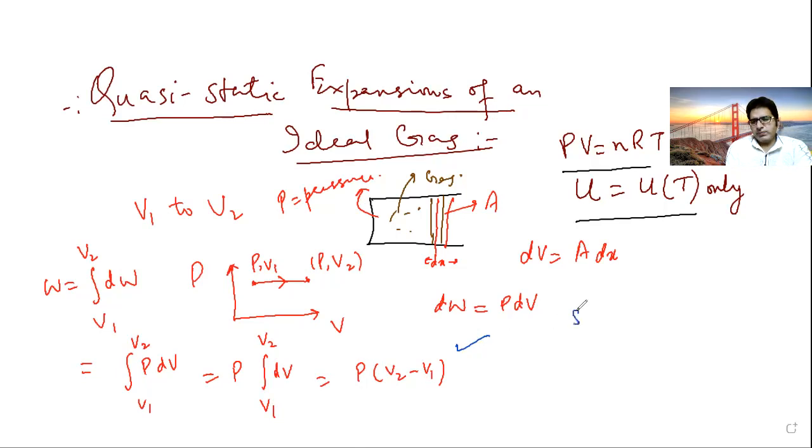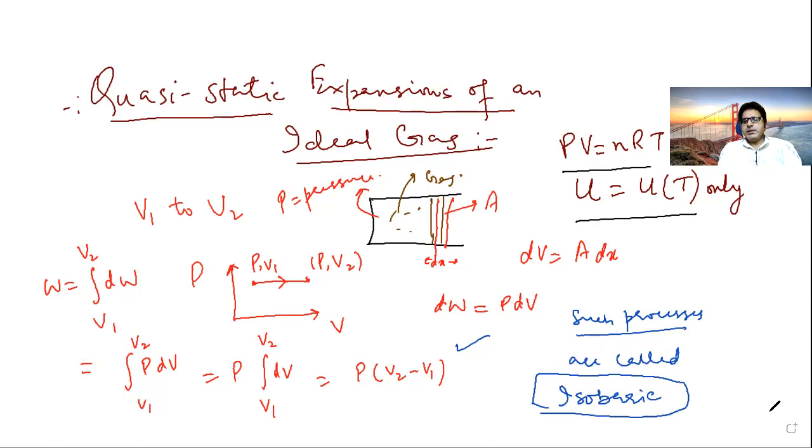Now such processes have a name, isobaric processes. So an isobaric process is that process during which the pressure of the system stays constant. So for all isobaric quasi-static expansions of an ideal gas, work done by the gas is P times (V2 minus V1), where P is the pressure of the gas, V2 is the final volume, V1 is the initial volume. And we know this work, right? This is V1 in the PV diagram, this is V2 in the PV diagram, and this work done by the gas will be represented by this area, right?